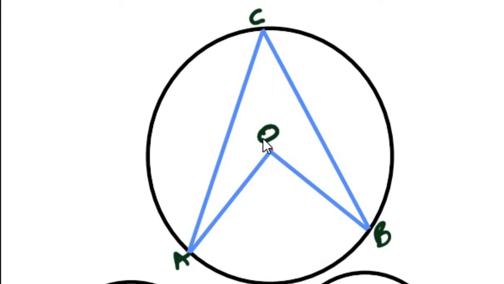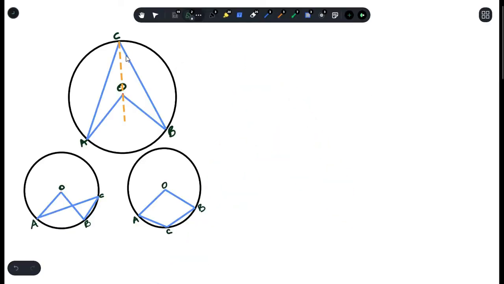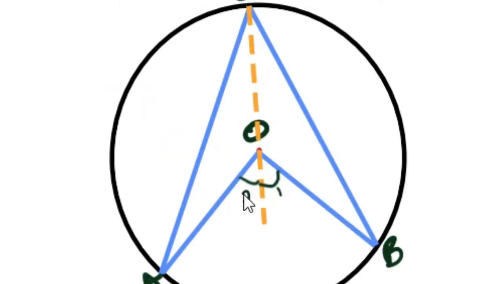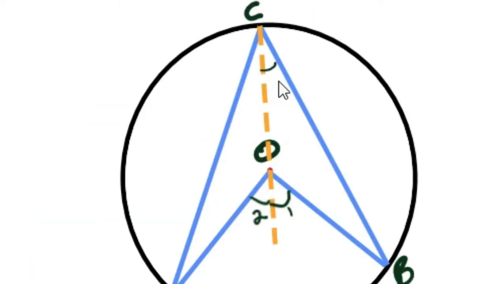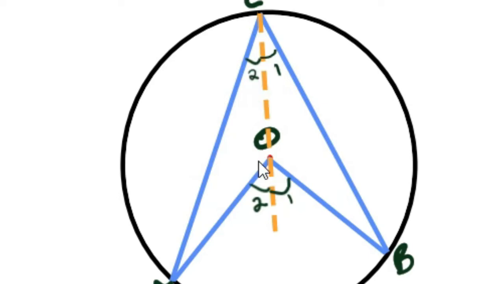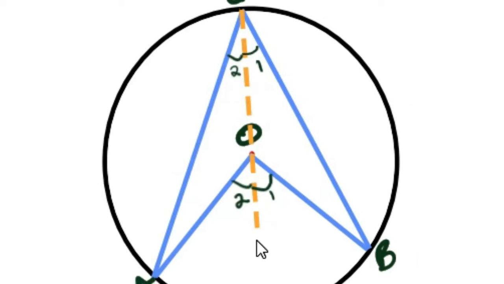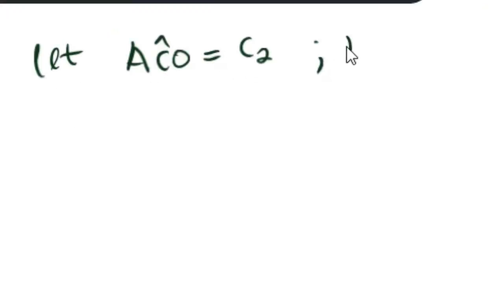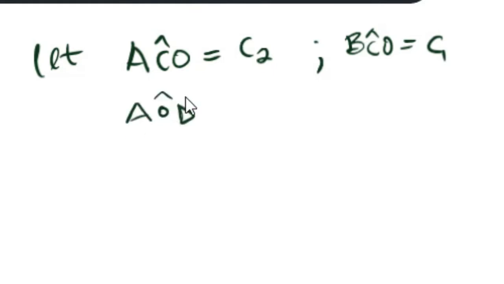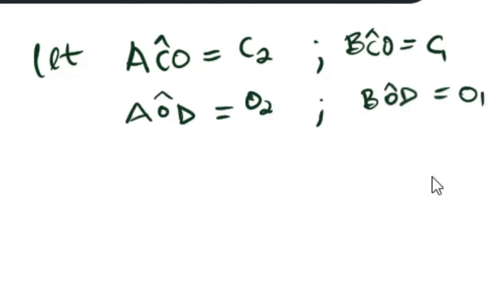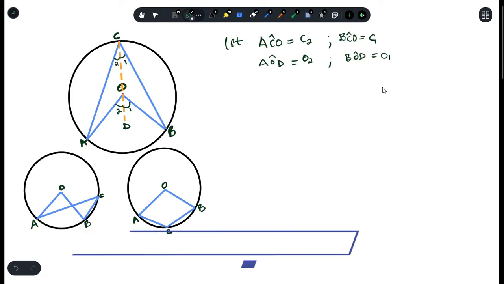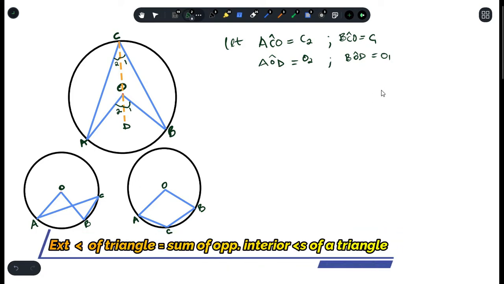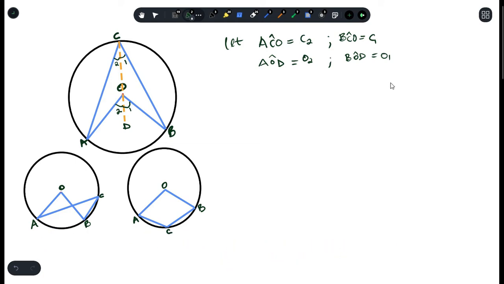Now, to construct, the first thing we do is to draw a line through C and extend it past O. The next thing to do is to label. I'll label that 1, I'll label that 2. Same thing, I'll label this 1, and I also label that 2. I could also call this, let's call this D. So what I just did is, to prove this statement, we'll be using the exterior angle of a triangle is equal to the sum of the opposite interior angles of that triangle.